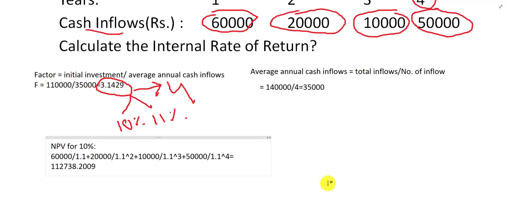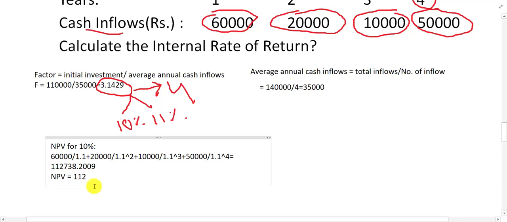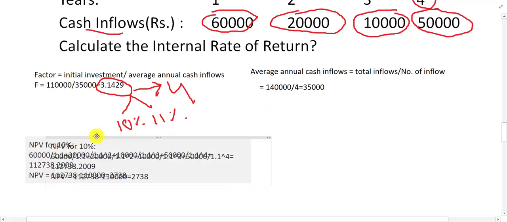Press the equal sign, you get some value. The amount is 1,12,738. Now the NPV is this amount, 1,12,738, minus the cost of the project, 1,10,000. If you press the equal sign, you get the amount. Of course, this amount is positive. Next, apply the next rate, 11%, in order to find the negative NPV.